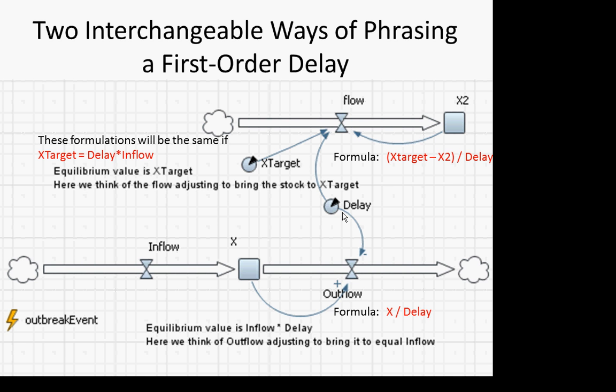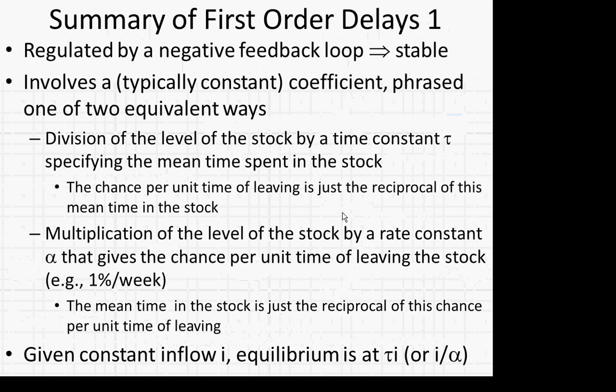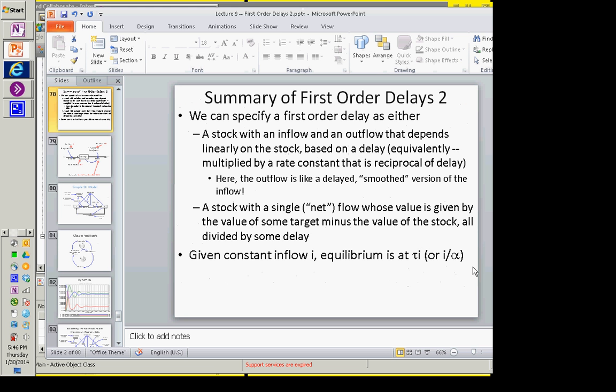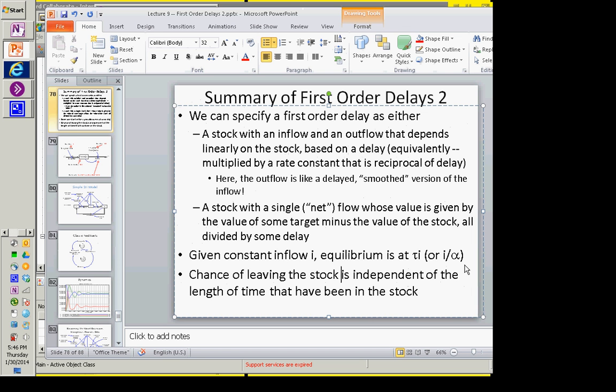Now, let's talk about first order delays, and there's one thing I realized I need to put in here, which is that with a first order delay, the chance of leaving the stock is independent of the length of time that you have been in the stock. So this is what we call memoryless. The process is memoryless. It doesn't matter how long we've been in that stock. We have the same chance of leaving at any time.